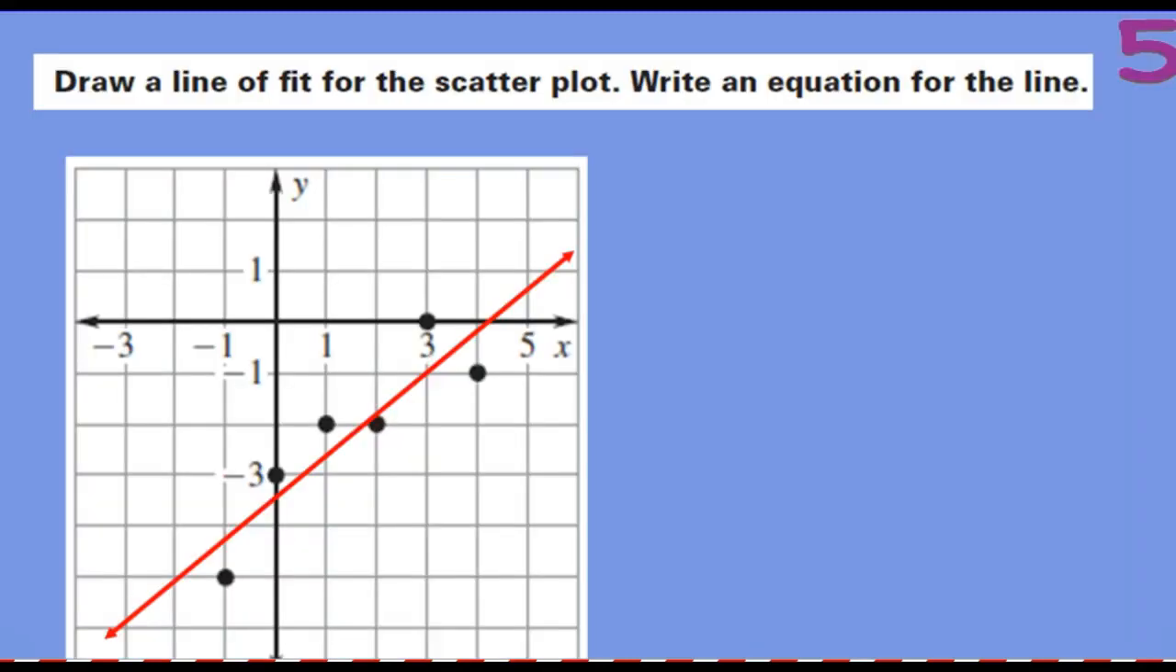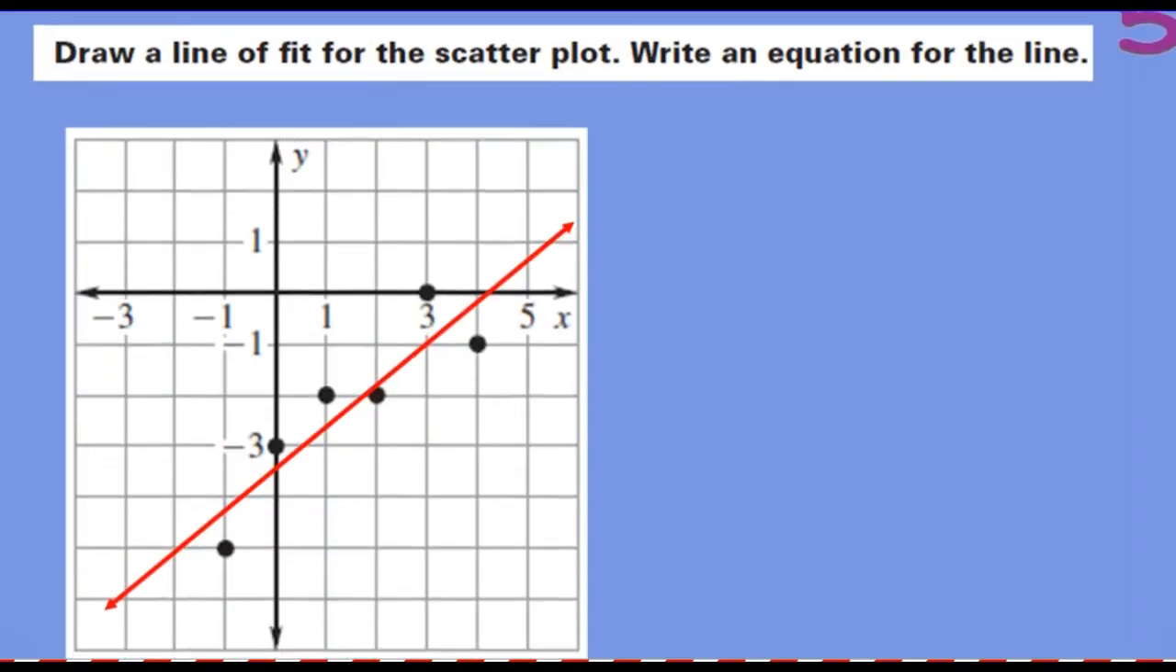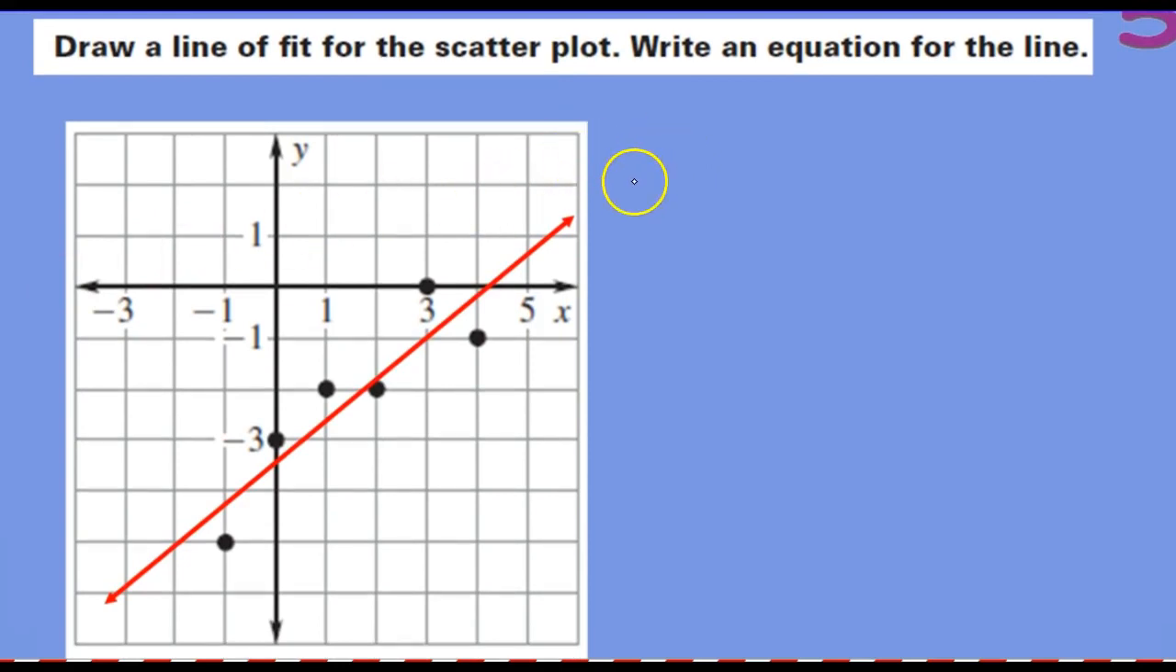So let's start with this one. This one says draw a line of fit for the scatter plot and write an equation of the line. Well, we already have our line of fit. The scatter plot is going positive, and so is our line. So what we need to do is find 2 points on our line of fit. Our first point looks like it could be right there. Our second point, I'm looking for points on the intersection. Looks like we could have a point right there.